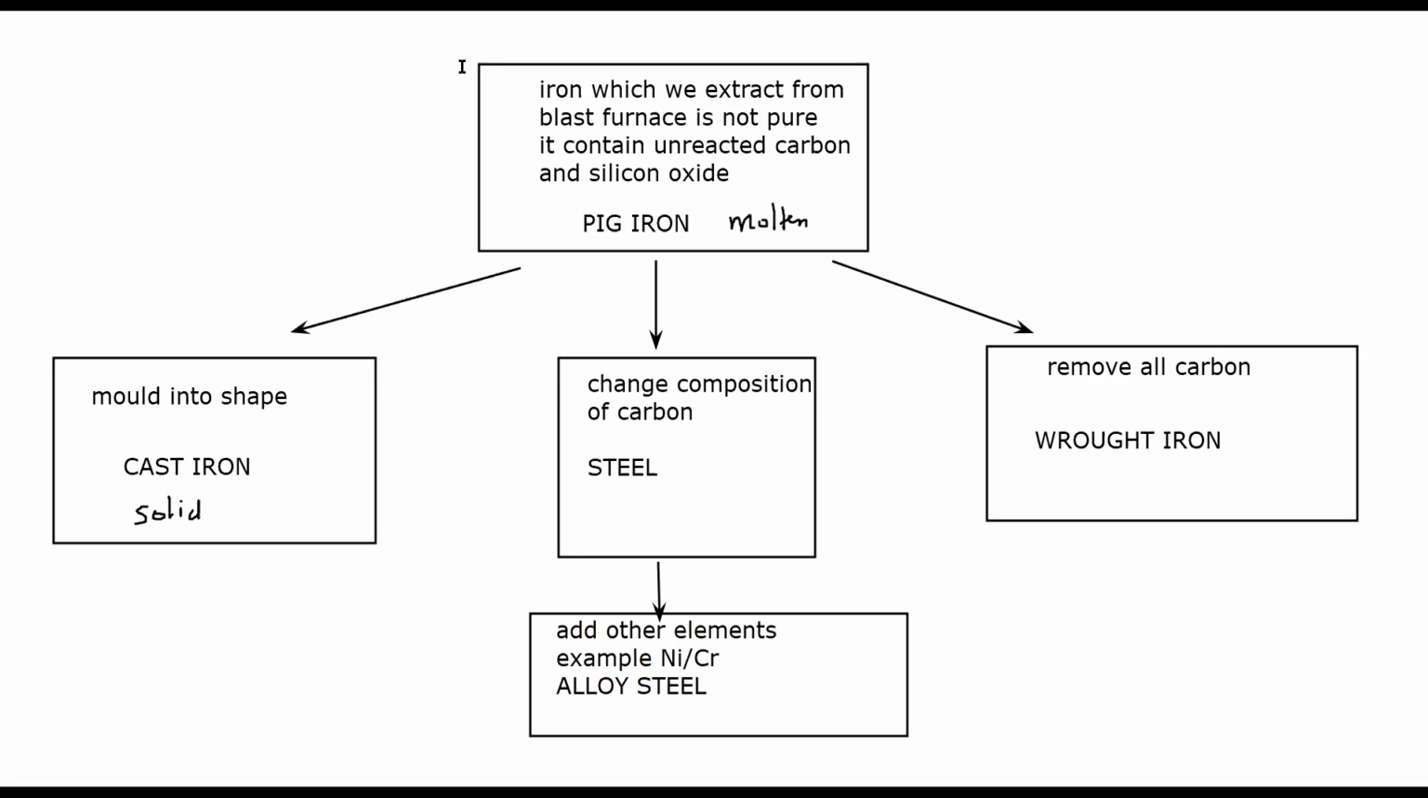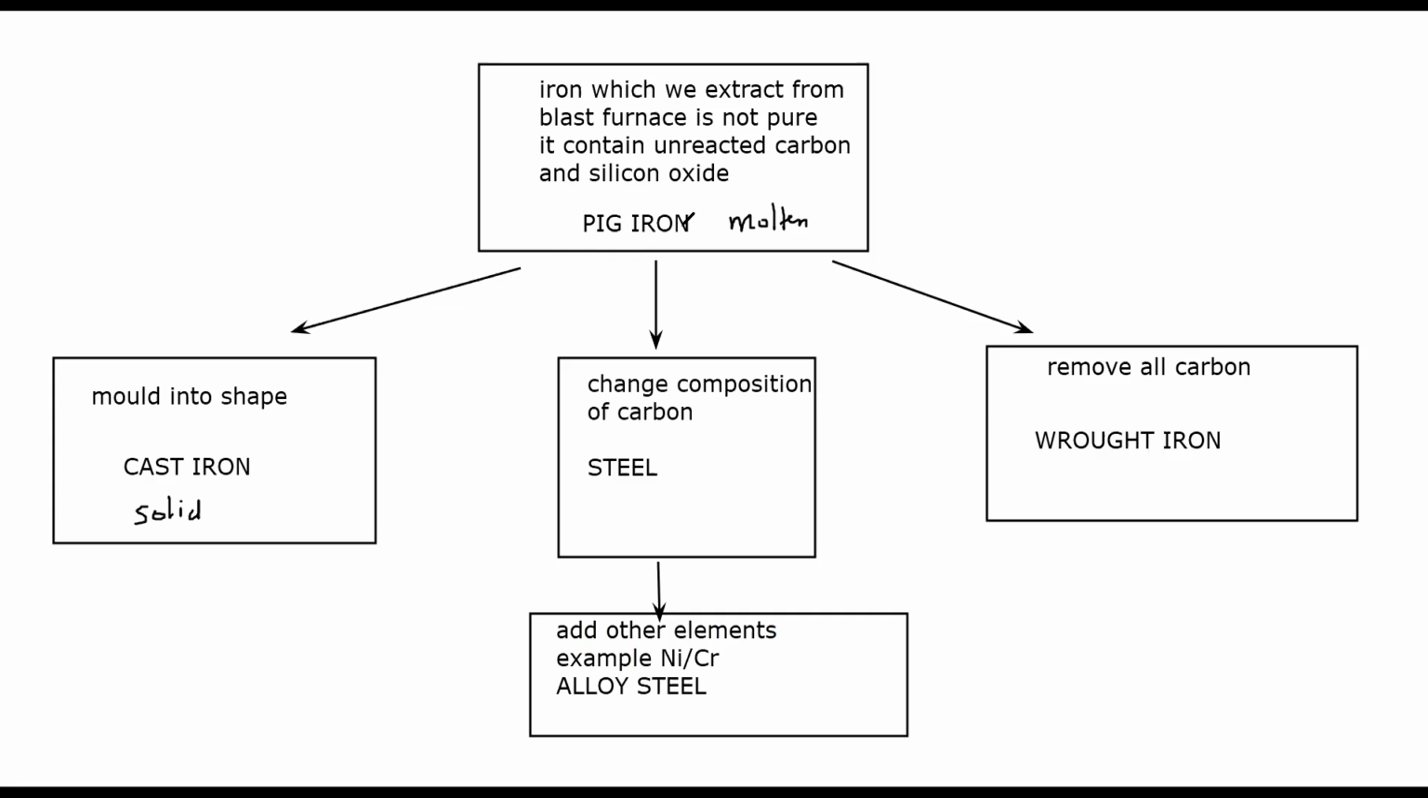So this is the summary of the stages of the iron. Iron which we extract from the blast furnace is not the pure iron. And this iron, in a molten state, we call a pig iron. But if the pig iron we mold into shape, we call that a cast iron. If we remove all of the carbon, then we call that wrought iron. And if we change the composition of the carbon, either increase or decrease, from the molten iron which we extract from the blast furnace, then we call that steel. And if we add other elements such as nickel and chromium, we call that alloy steels.